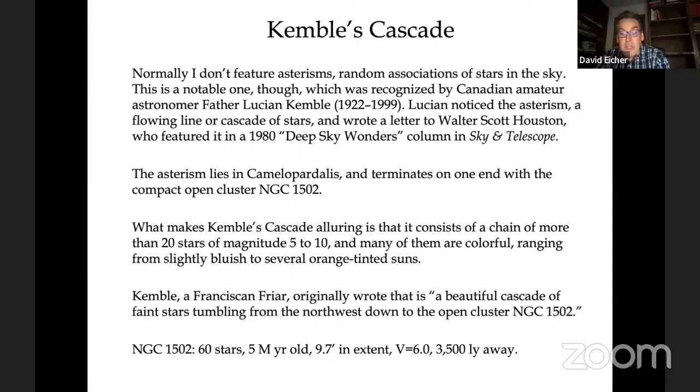1502 itself, which is, as I said, a nice compact cluster, has about 60 stars. It's a young cluster, 5 million years old. About 10 arc minutes across and sixth magnitude and about 3,500 light years away. So it's a nice open cluster in and of itself.